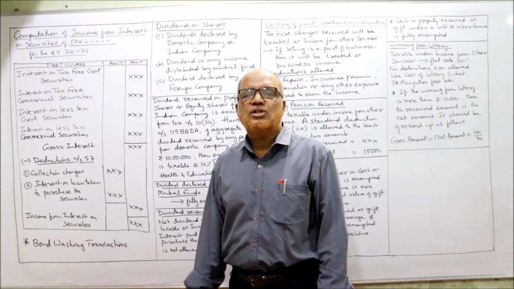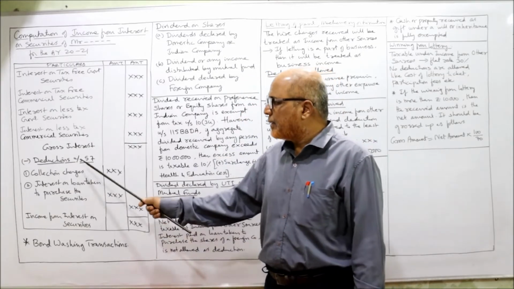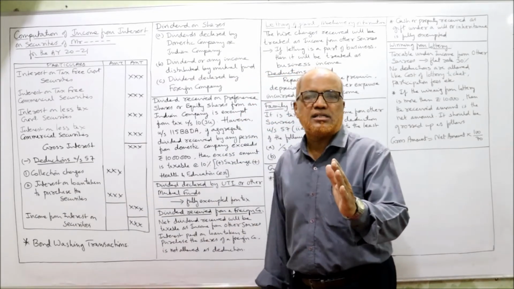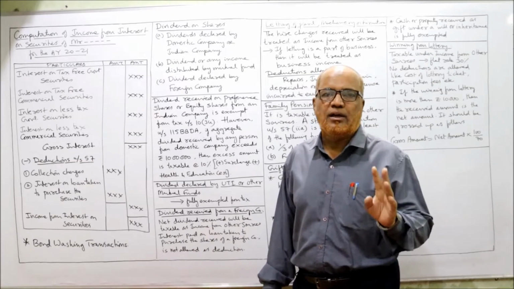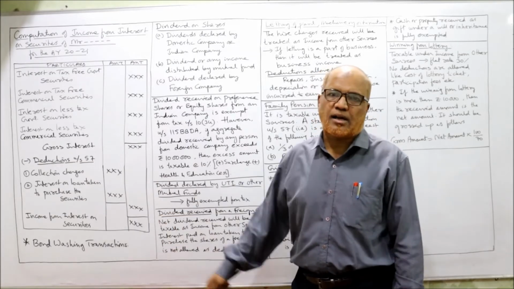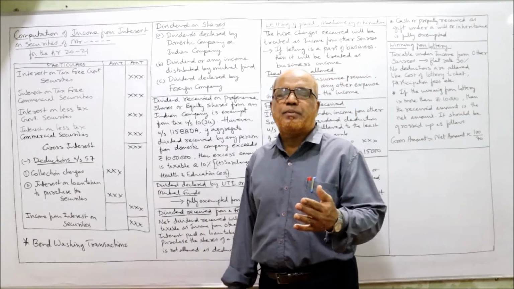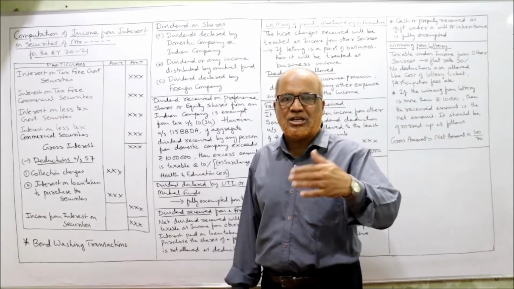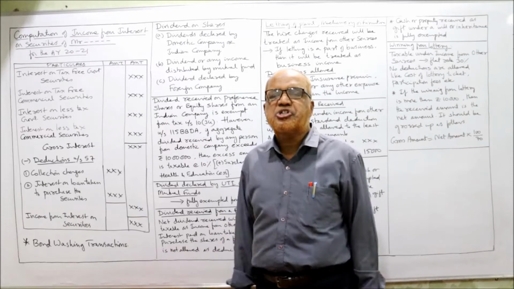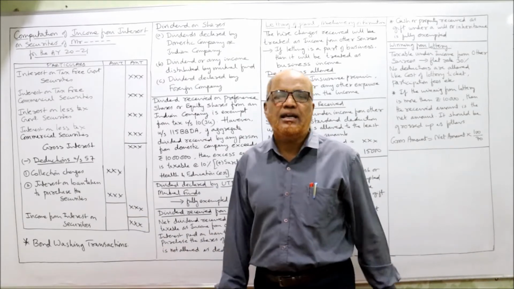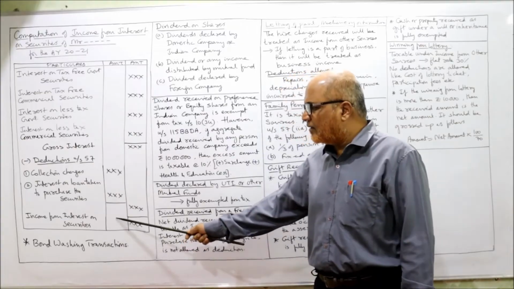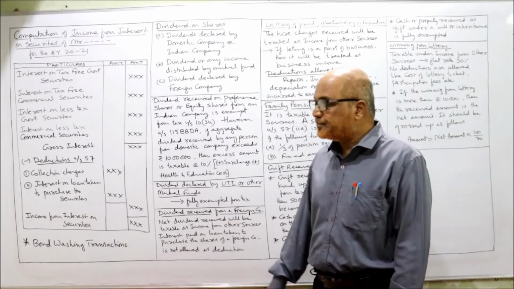From this, deductions are allowed under section 57. The deductions are collection charges and interest on loan taken to purchase the security. Only two deductions are allowed. Suppose brokerage or commission is paid to purchase or sell the security, deduction will not be allowed. Only two deductions are specified by the Income Tax Act. Then we'll get income from interest on securities.